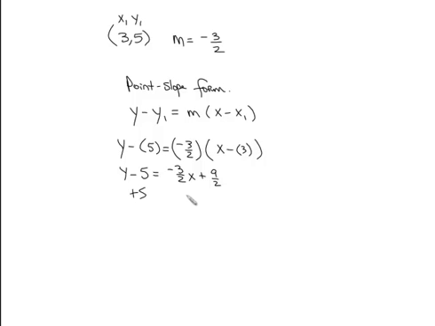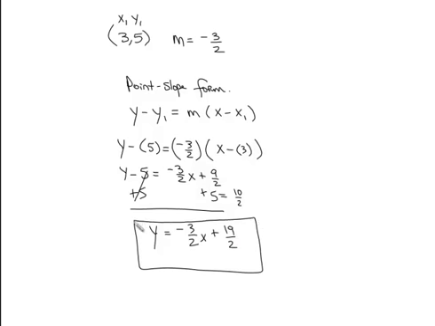We add 5 to both sides to get y by itself for y equals mx plus b. And we get y is equal to negative 3/2 x. Again, this becomes 10 over 2 to get a common denominator, plus 19 over 2. So again, we get the same equation we got the last time.